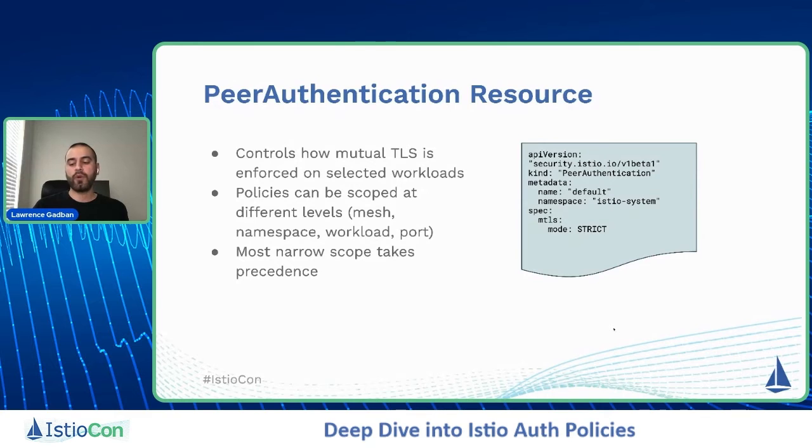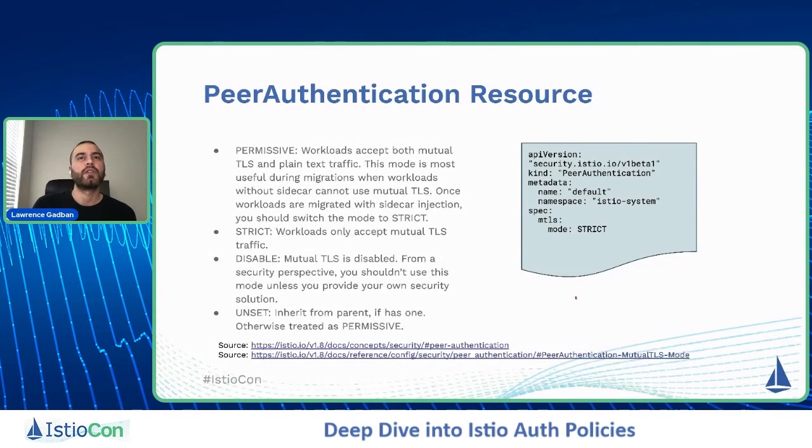And when you have more than one policy that matches, the most narrow scope takes place. So if you have a mesh-wide config, and then you also have a specific workload config, that workload config will take precedence. As far as the modes go, we talked about permissive by default, so you can accept mutual TLS and plain text. This explanation is taken directly from the docs, and it's called out that it's useful for migrations.